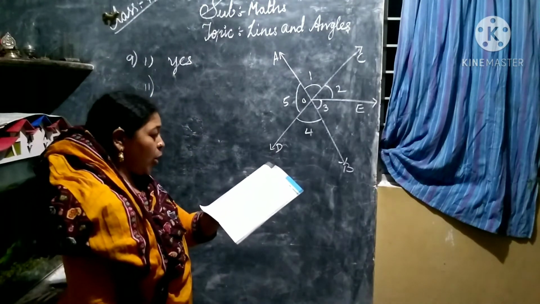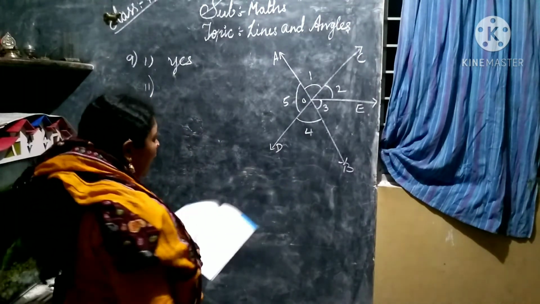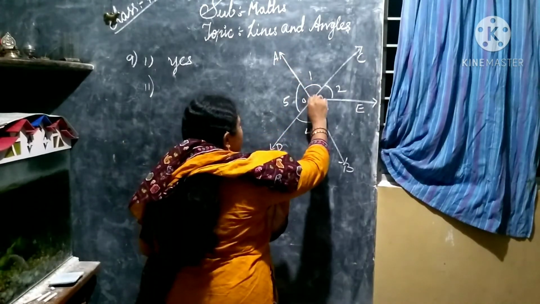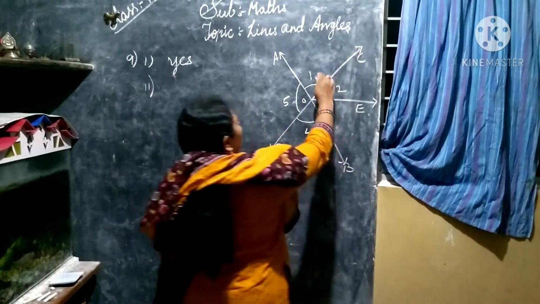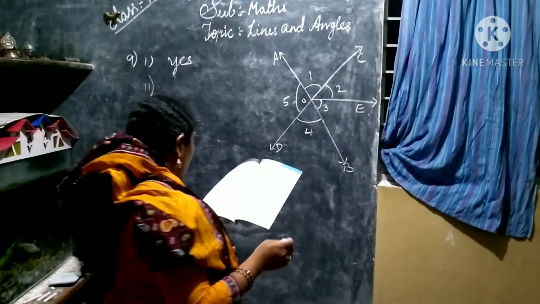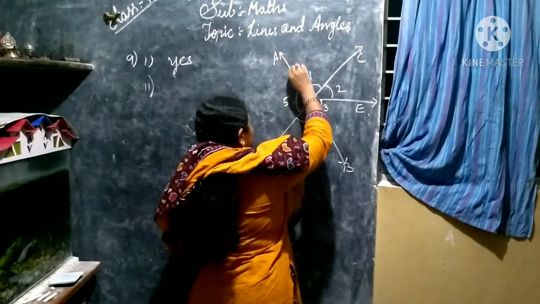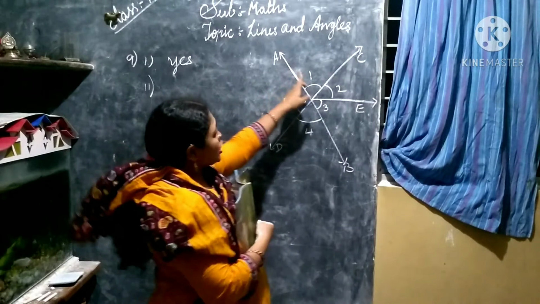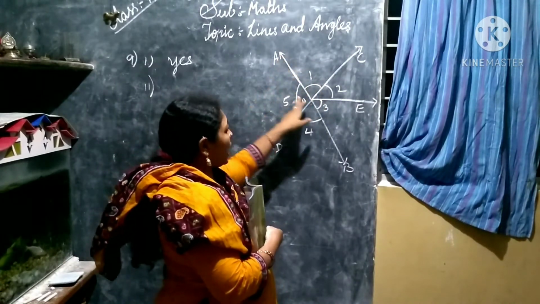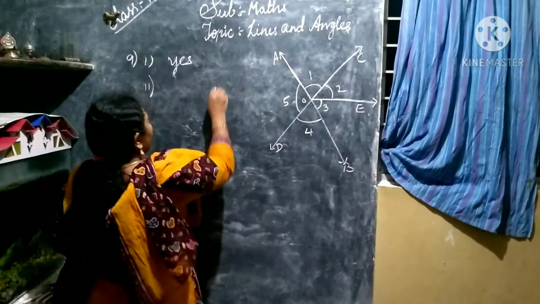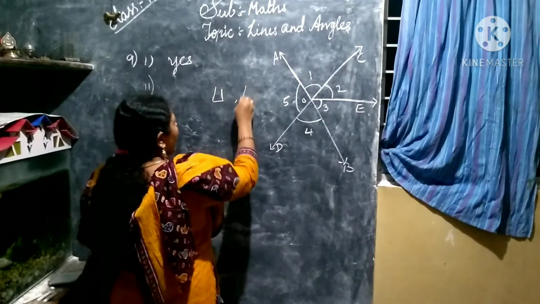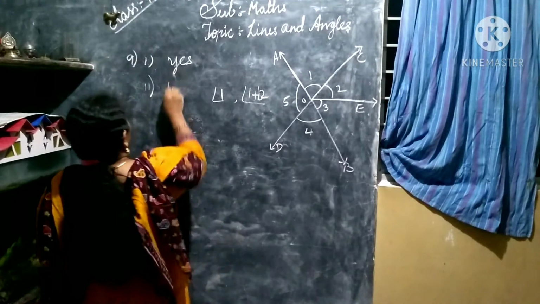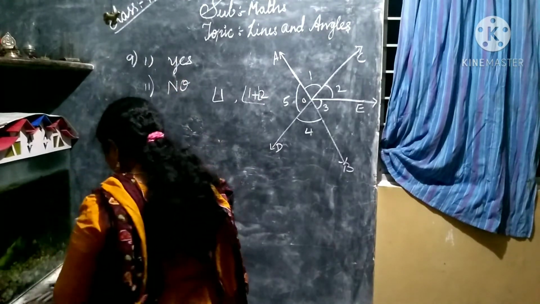Look at the second one. Is angle AOC adjacent to angle AOE? Where is AOC? So this is angle AOC. So that is angle 1. Is it adjacent to angle AOE, which is double the angle? Are these two angles adjacent? They are asking whether angle 1 is adjacent to angle 1 plus 2. Are they adjacent? No. Therefore it is no.